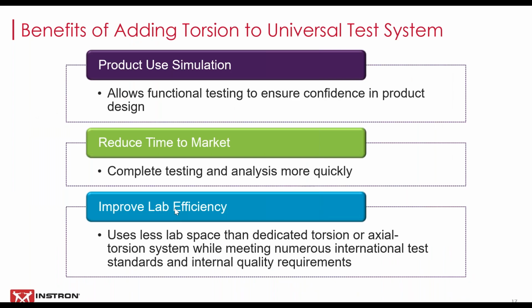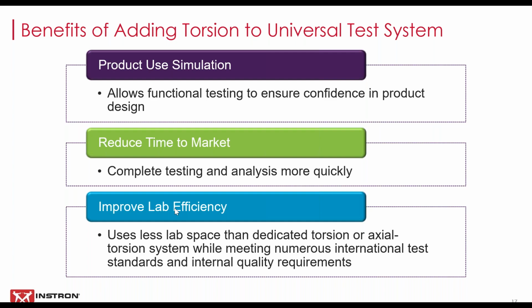The addition of a torsion add-on brings several benefits to a lab. The first is it gives the ability to simulate product use. The best way to evaluate a device is to test it in a manner that really mimics how the consumer uses that device. When you simulate product use, it allows you to better understand how your device functions when it's used in real life. That in turn allows you to improve and validate the design.